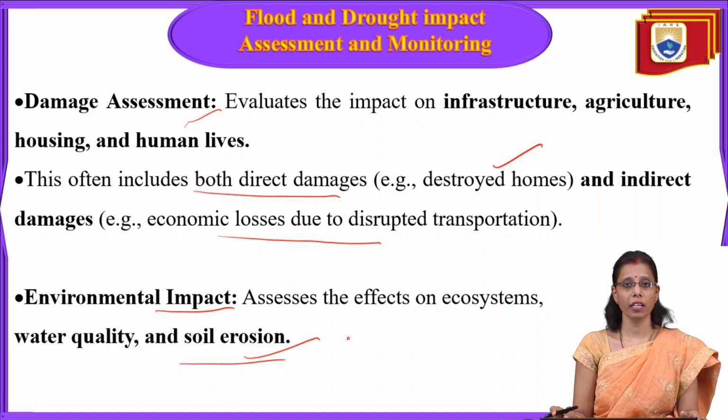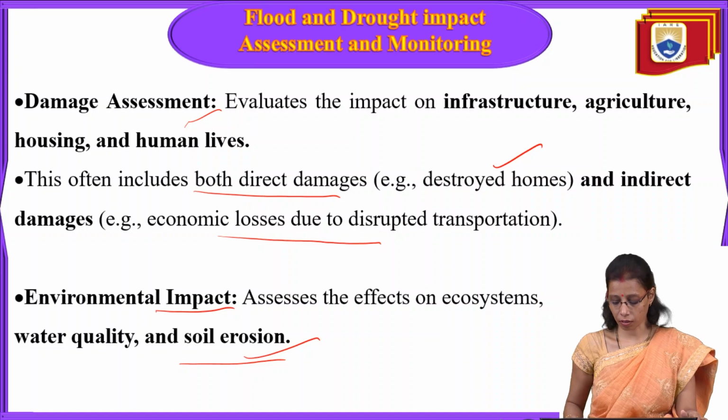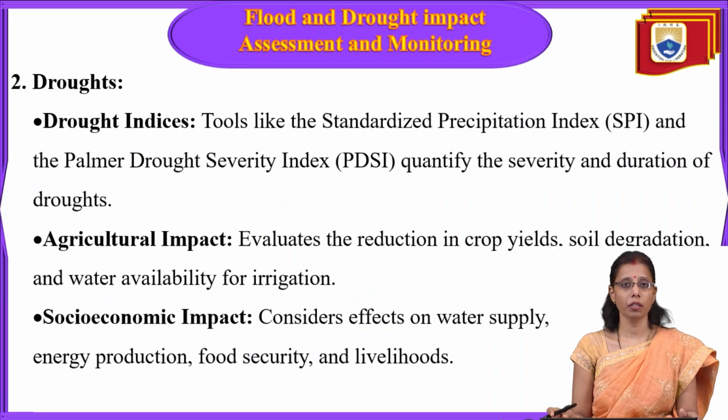Wherever the flood has occurred, a lot of areas which do not have forest regions will be totally affected by soil erosion. The top layer of the soil will be washed away, and it will affect the entire soil, and the productivity goes down in such regions. Now droughts.